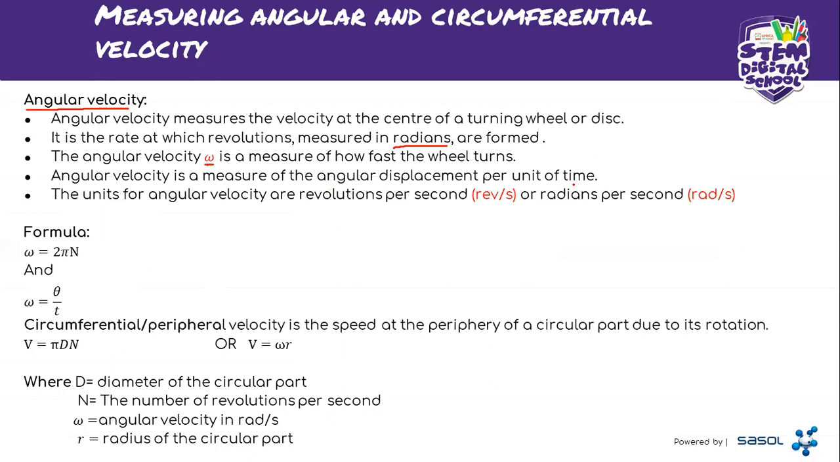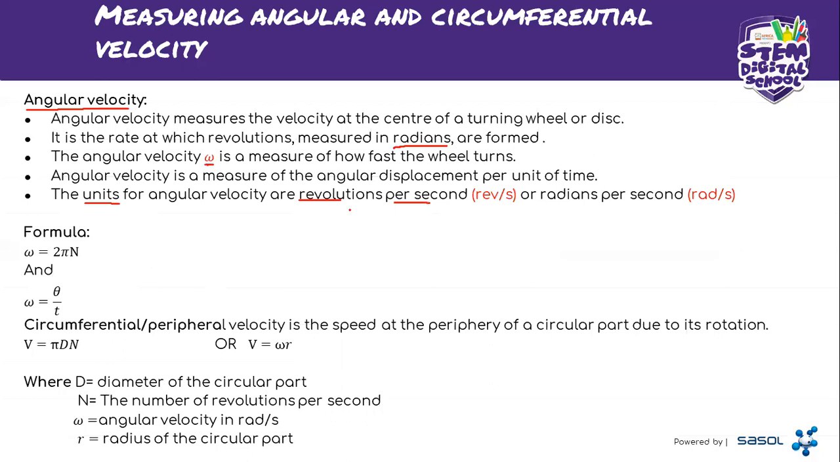Angular velocity, let me repeat it. Angular velocity is a measure of the angular displacement per unit of time. The last point says the units for angular velocity are revolutions per second. So every time you calculate angular velocity, don't forget to write the units. It's very important. Remember earlier on, I also emphasized when we were calculating the area of a sector, that it's very important at the end of everything else to write the units.